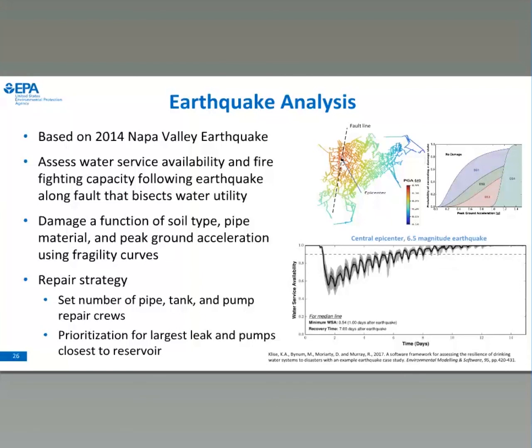So we looked at a number of crews, and tanks and pumps that could be repaired by different crew members. And then we prioritized fixing the largest leaks and the pumps closest to the reservoir quickly.